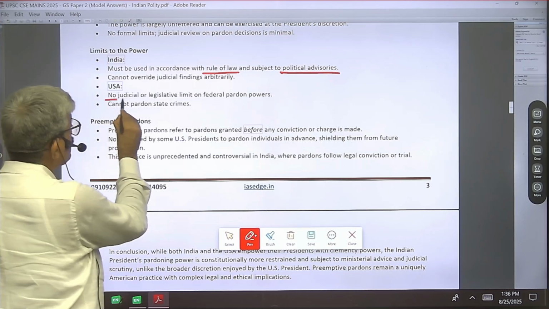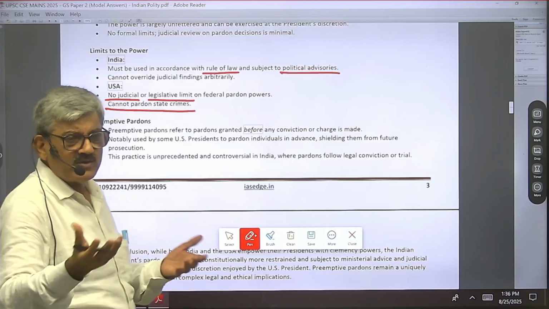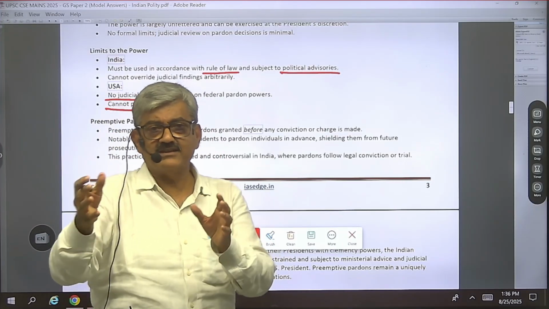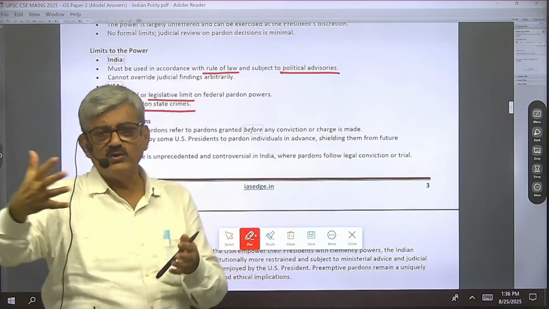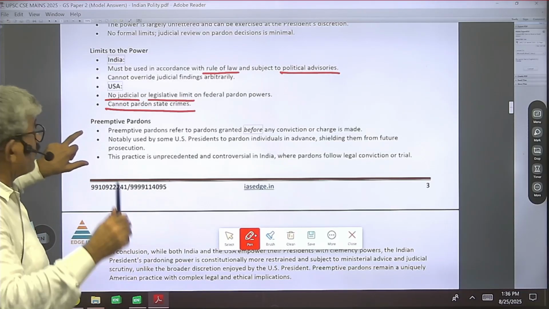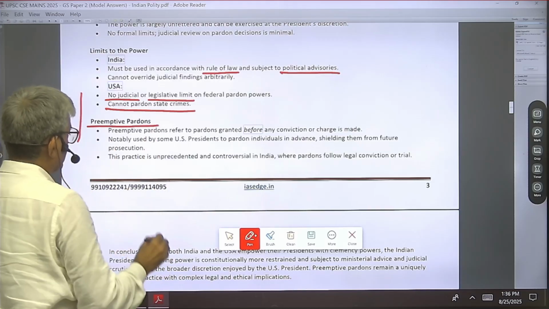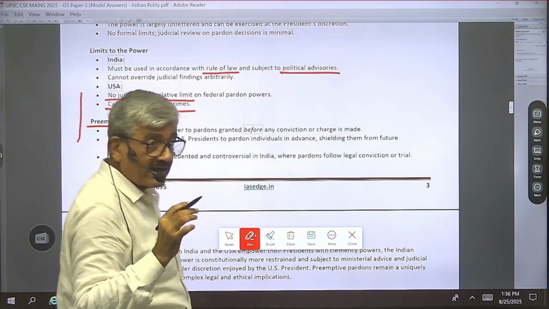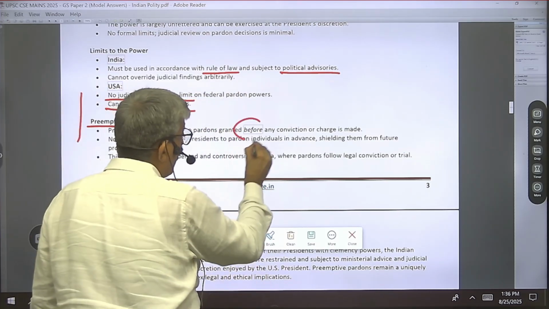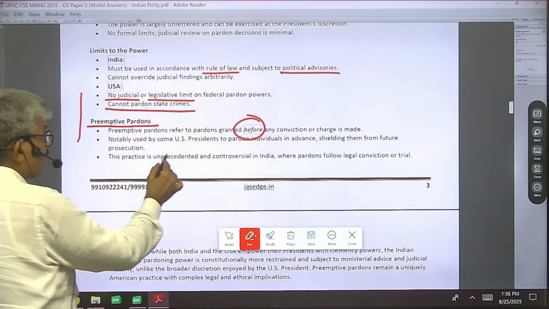And in USA, there is no judicial or legislative limit, and the president cannot pardon state crimes, because a state occupies an entirely different constitutional status in USA. So they have their own judicial system, not the Supreme Court of USA, not the President of USA, sorry. Now there is a concept of preemptive pardons. Preemptive pardons are exercised by the President of USA before any conviction. This is a unique power of the President of USA, and they exercise the power.